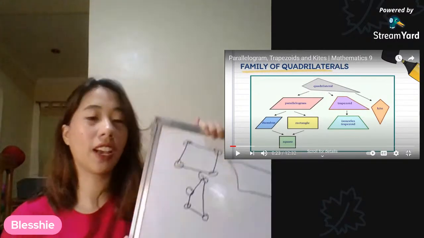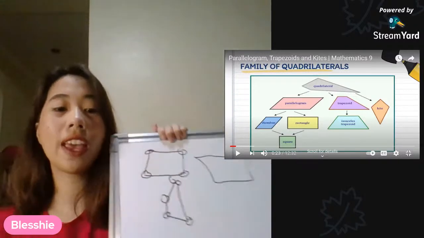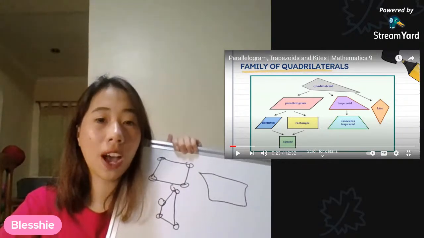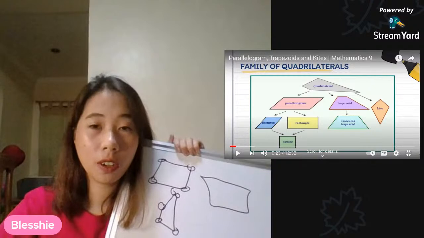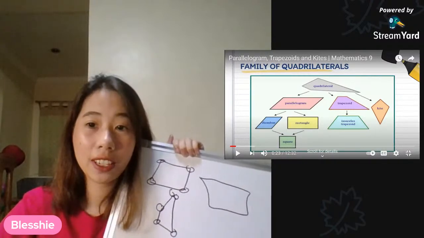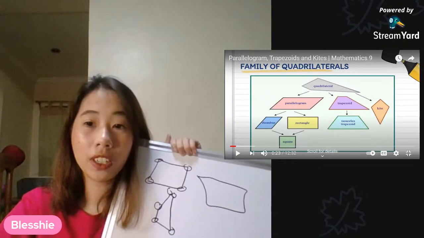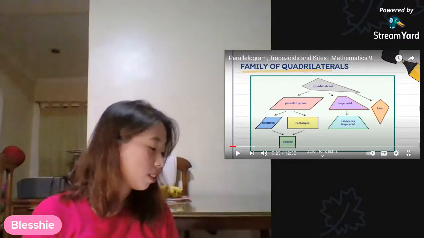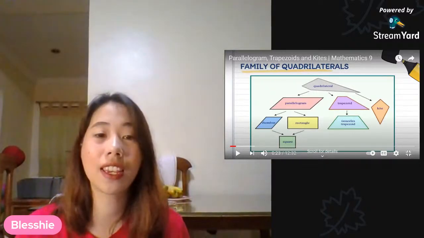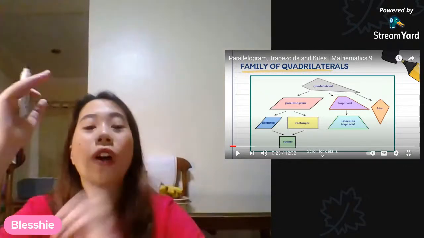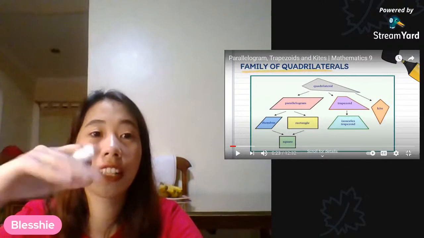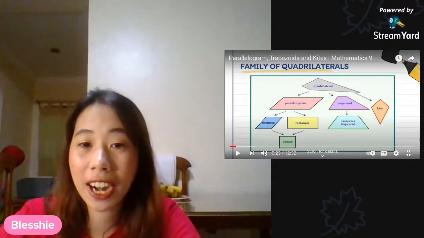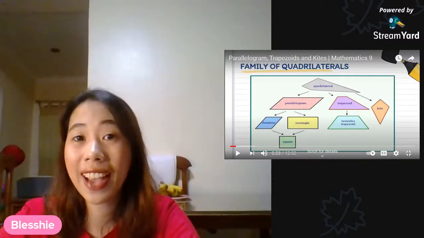Ayan. So, ayun nga. Itong quadrilaterals, it's anything that has 4 sides. So, kahit anong klaseng polygon, basta merong 4 sides, it is considered as a quadrilateral. So, next one. As you can see dun sa ating video na nasa gilid nyo, yung quadrilaterals, meron siyang under na 3 different kinds. So, meron dyang parallelogram, merong trapezoid, and meron ding kite.